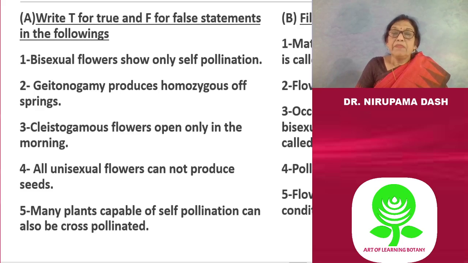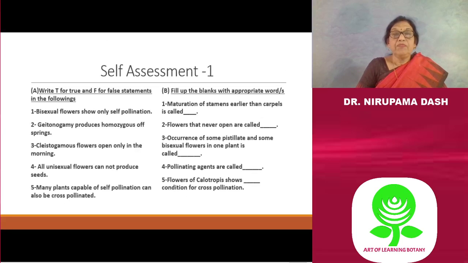Then fifth question: many plants capable of self-pollination can also be cross-pollinated. So this is true, due to structural barriers.